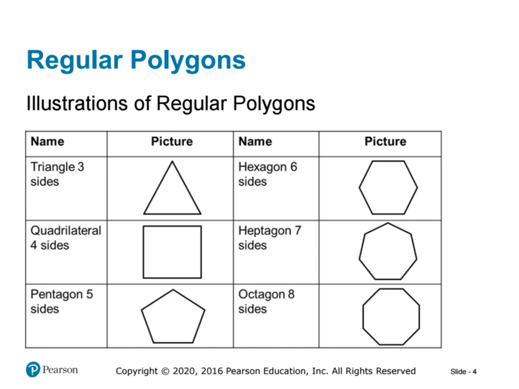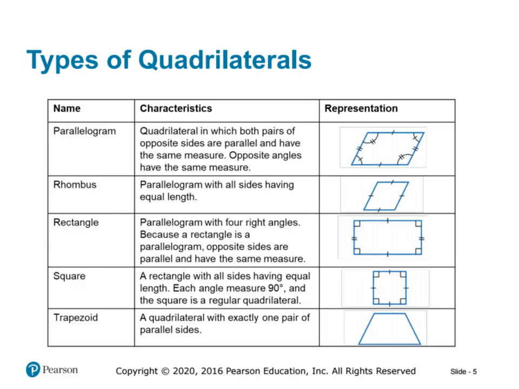So here's some examples. So triangle, quadrilateral or square, pentagon, hexagon, heptagon, and octagon. So types of quadrilaterals. So we have a parallelogram, a rhombus, rectangle, square, and trapezoid. And you can read their characteristics if you would like to.